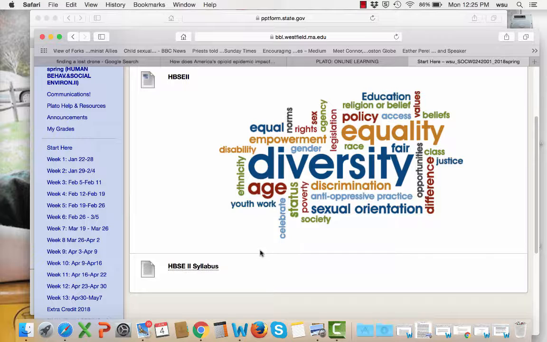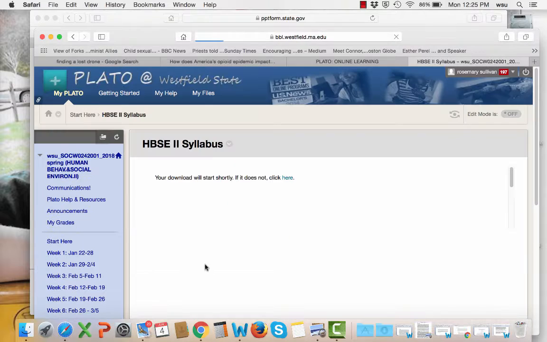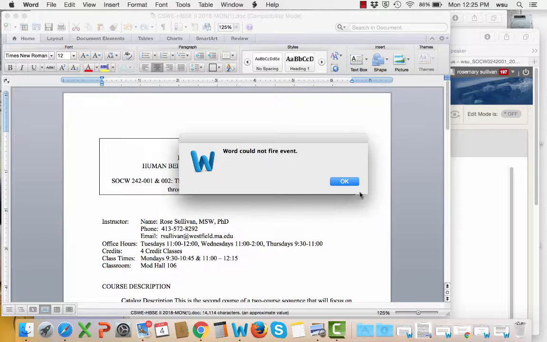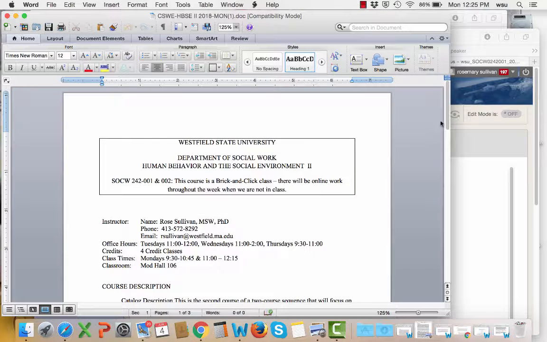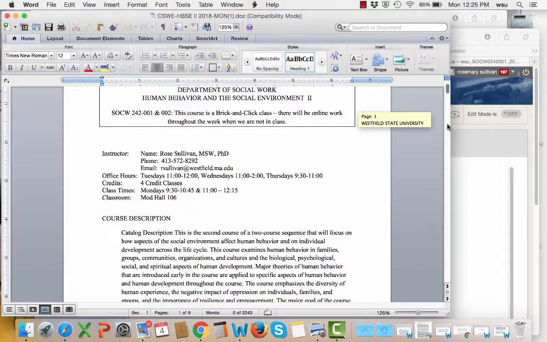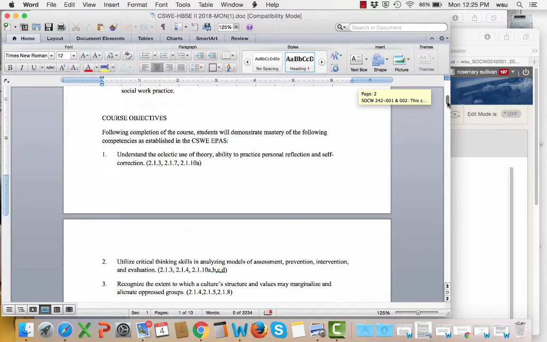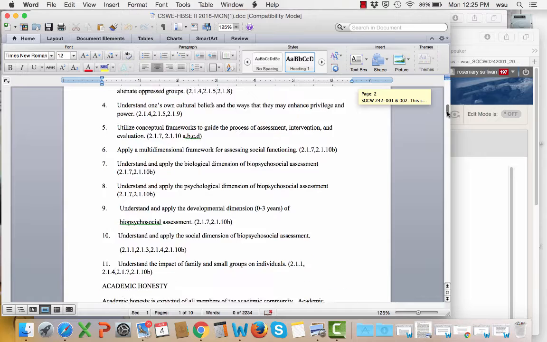So just really quickly, I'll click on my syllabus. Hopefully that'll illustrate what I mean by that. And so here you see the syllabus with the course description, the objectives. One of the things about any social work class is that they have to be approved by the accrediting body for social work education, and so that is why you see those numbers next to all of the course objectives. That corresponds with our certification.